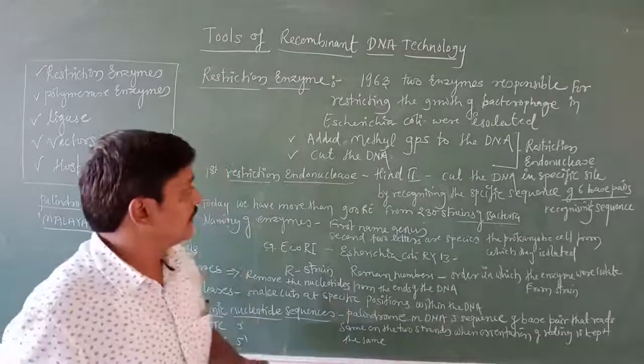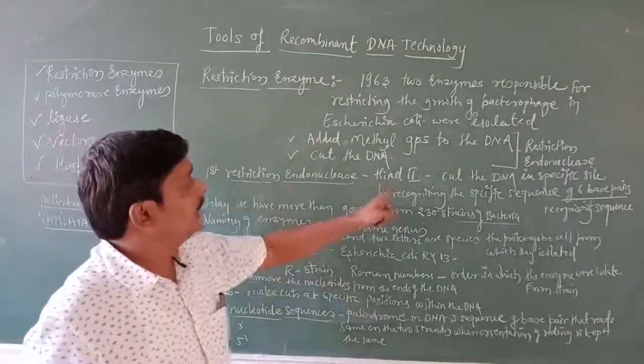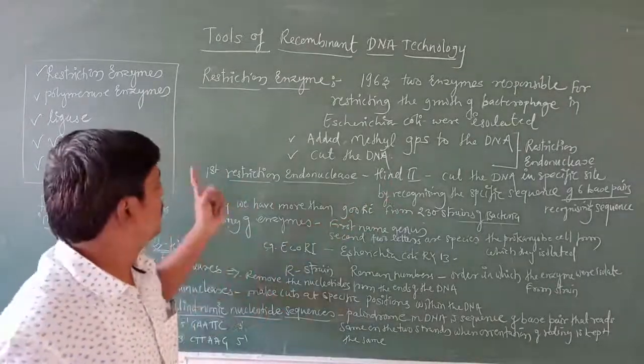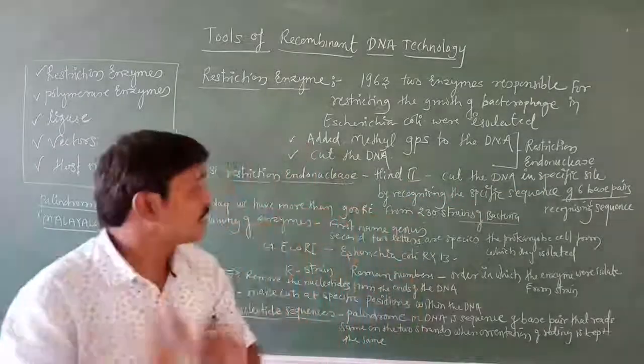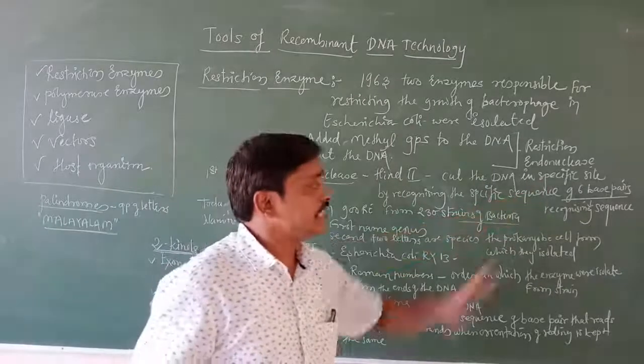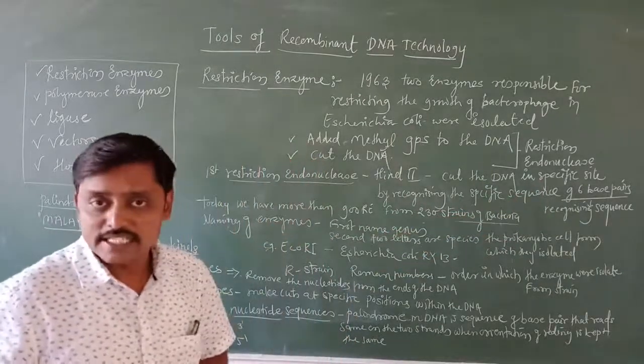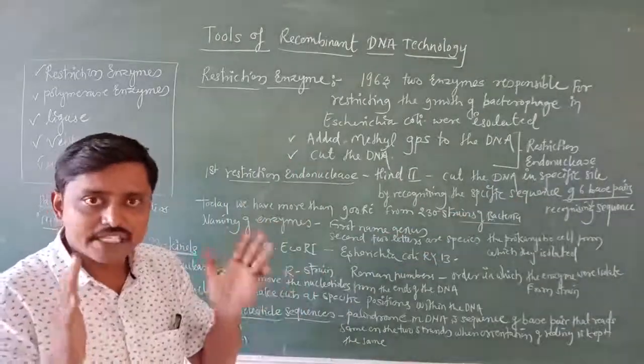So a restriction endonuclease is one which cuts the DNA at a specific site by recognizing a specific sequence of 6 base pairs. 6 base pairs means there must be 6 base pairs.